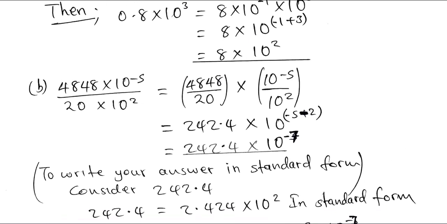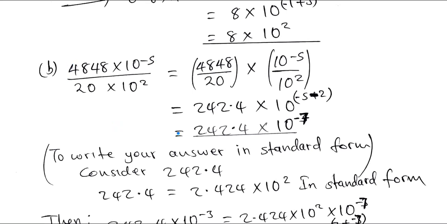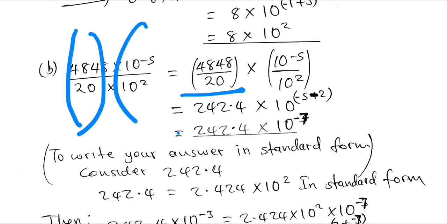Then for question number B, this one is the same as the previous question, just separate. You have to separate this one, then this one. The first part will be this one, the second part will be this one. In the middle, there is multiplication. Then from there, the same as the previous. This one and this one, you can divide, you will find 242.4. This one and this one, it is division. Since we have the same base, we're supposed to subtract exponents, so it will be negative 5 minus 2. We will find equal to negative 7 here.